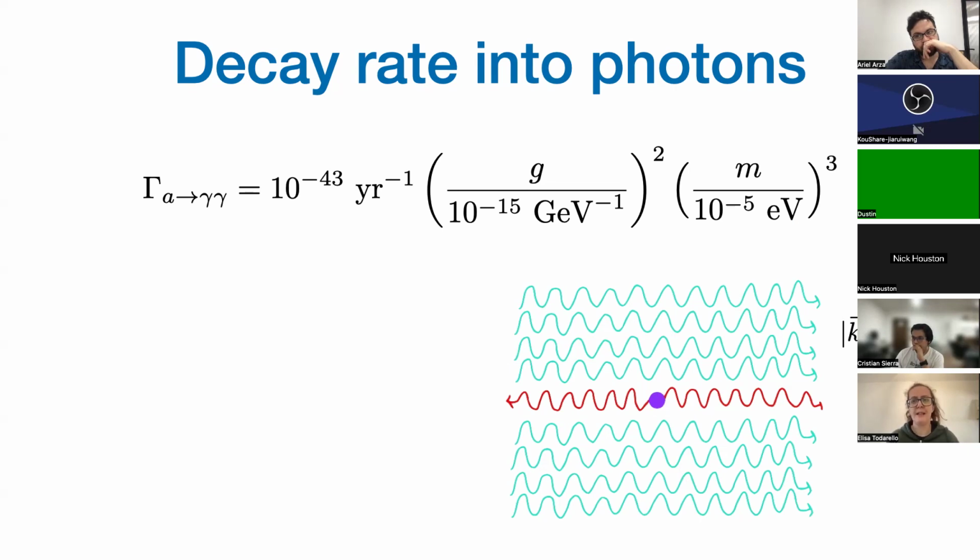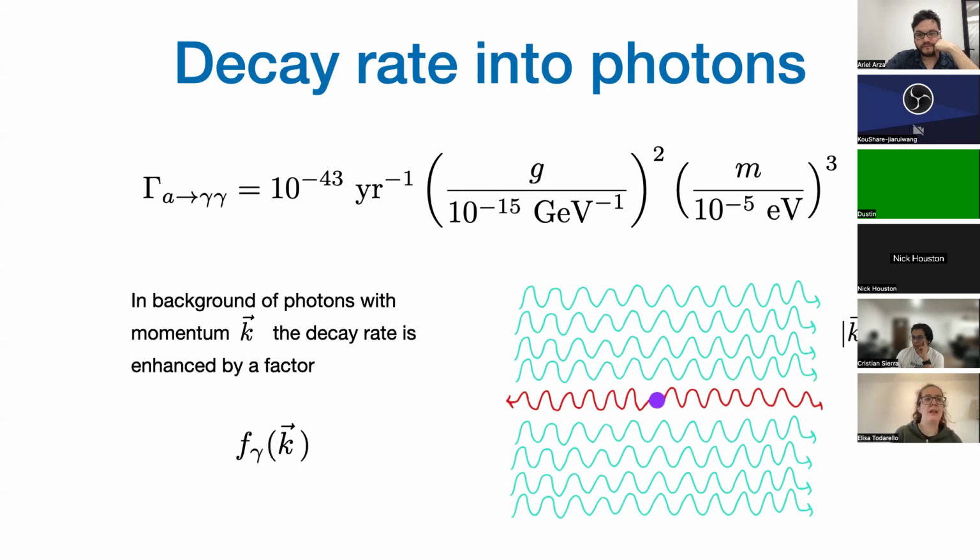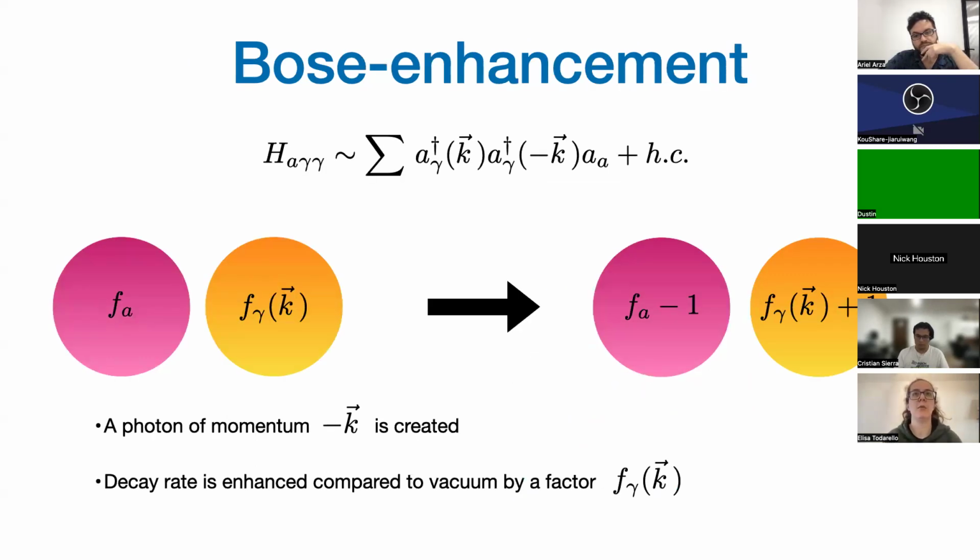So what happens is that these photons are going to want to have more photons with them. So the decay rate into photons with this momentum is going to be enhanced. And it's going to be enhanced by a factor of the phase space density of photons with momentum k. Okay, so this is basically the number of pre-existing photons in the phase space cell corresponding to momentum k.